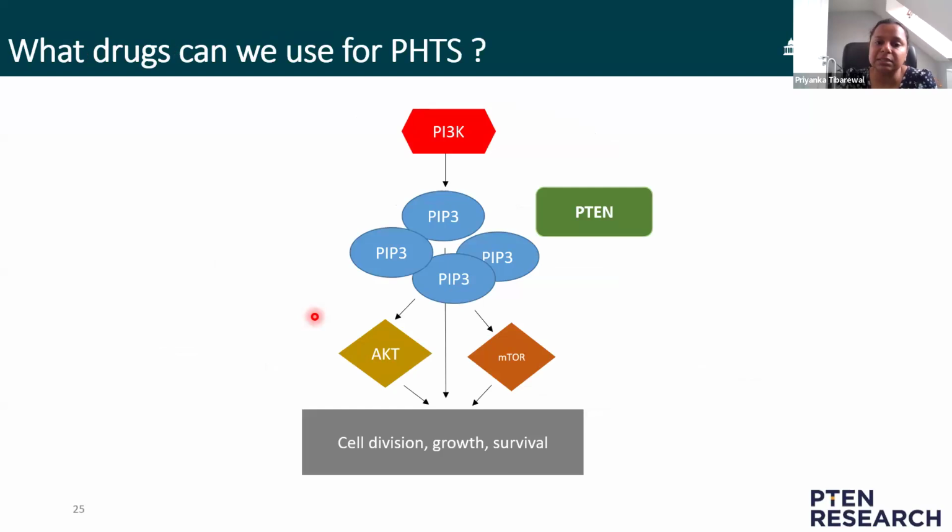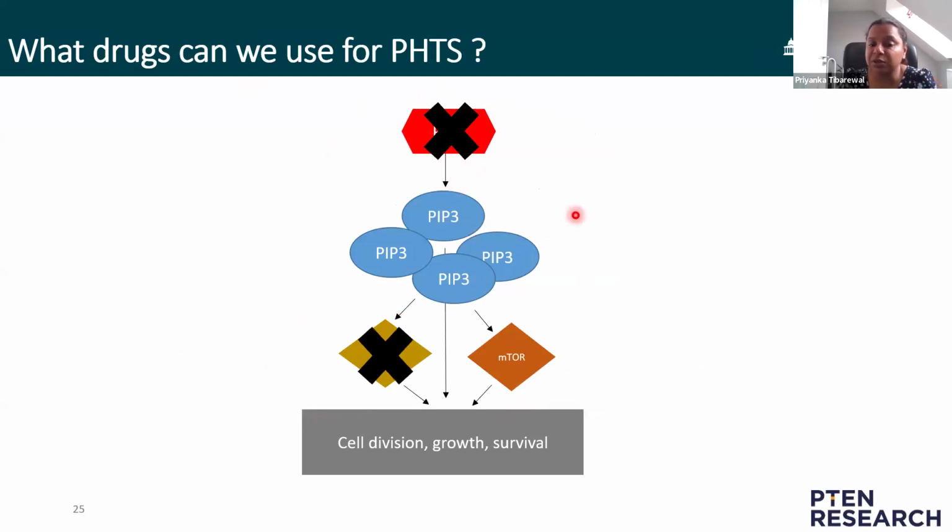So PTEN, it's a part of this pathway. So I'll put this up again over here. So we lose PTEN, and then what researchers did was to see that, okay, you've lost PTEN, so what else is remaining over here that you can target? What you can do is you can target the PI3K enzyme. So if you reduce the function of this enzyme, you have less PIP3 production, or you can reduce the function of the downstream proteins such as AKT and mTOR.